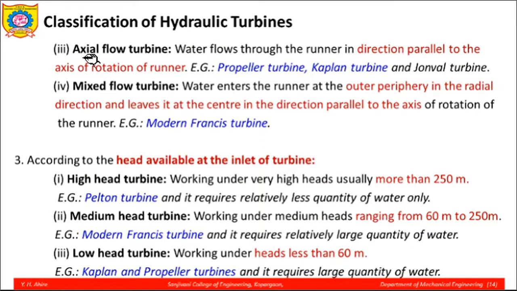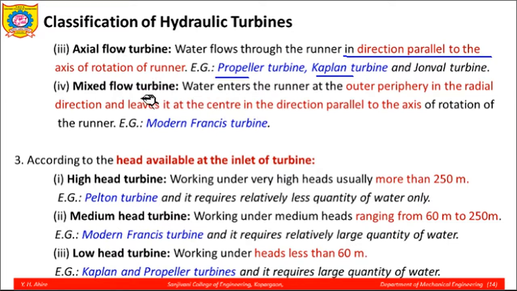Then third is the axial flow turbine, where water flows through the runner in a direction parallel to the axis of rotation of the runner. It is a pure axial flow parallel to the axis of the runner. Famous examples are the propeller turbine and the Kaplan turbine. Also the Jonval turbine are axial flow turbines.